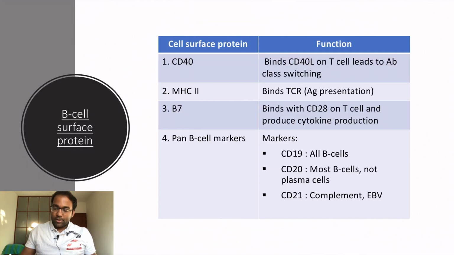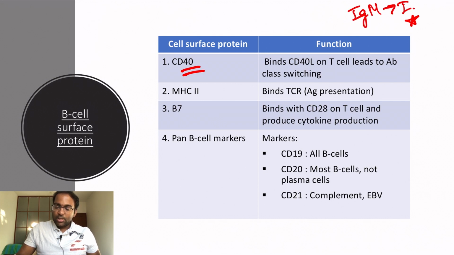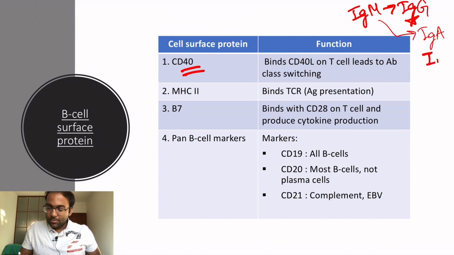Now this slide is very important for your step exams. This slide tells us about the B cell surface proteins, which you have to know for your tests. Cell surface protein CD40 will bind CD40 ligand on T cells, and this binding leads to antibody class switching. Class switching, in one sentence, means going from IgM to, let's say, IgG, or going from IgM to IgA, and so on. It could be IgE.